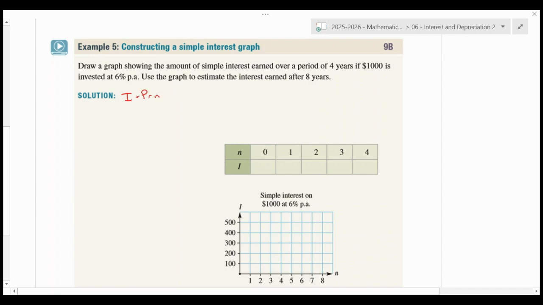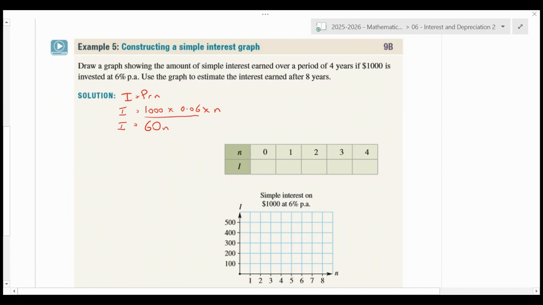So I equals PRN, and it's going to be $1,000, and it's 6% per annum, so that is 0.06, and we're doing that for n years. So what we're doing here is if we put that into a calculator, just that 1,000 times 0.06, you're going to get 60n. So we now have a formula.